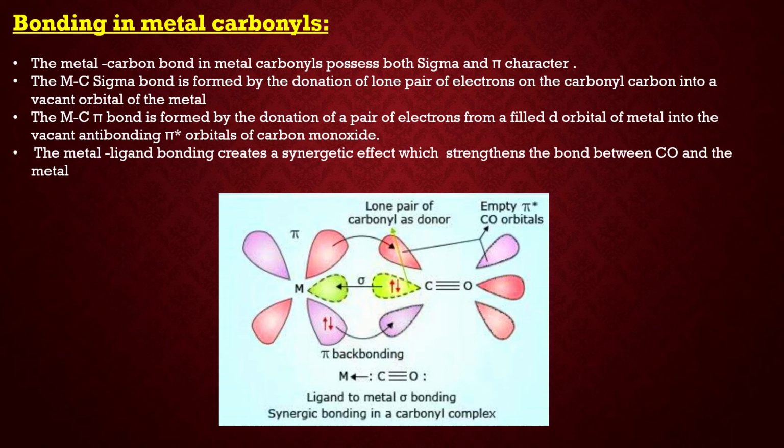The metal carbon pi bond is formed by the donation of a pair of electrons from a filled d orbital of the metal into the vacant antibonding, that is pi antibonding orbital of the carbon monoxide. You can see it is shown by the curved arrows above and below. The metal ligand bonding creates a synergic effect which strengthens the bond between the carbonyl ligand and the metal. That is why this bond is very, very strong and stable.